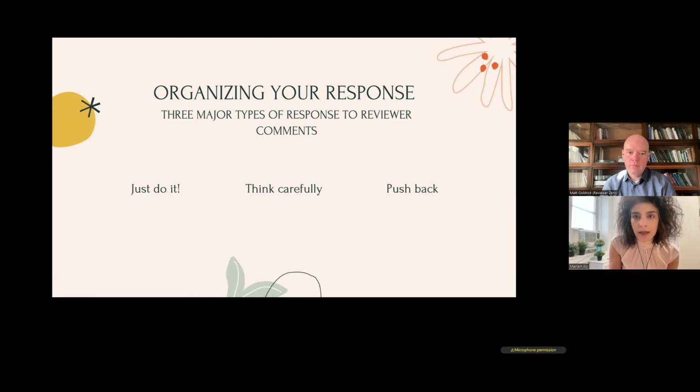And the last one is the pushback. This is what you might do in cases where they say that you need to do new experiments that you think are beyond the scope of the paper and are not necessary or not feasible. You always have the option of pushing back. You don't have to do every single thing the reviewers ask. You don't want to push back on every single response, but usually our rule is that if we do most of the things a reviewer wants, if there's a couple that we push back on, that's fine.